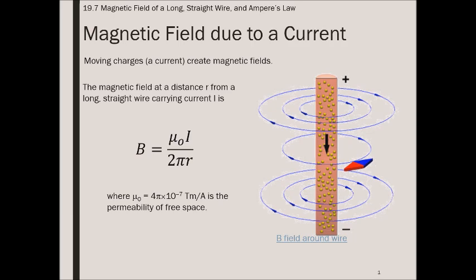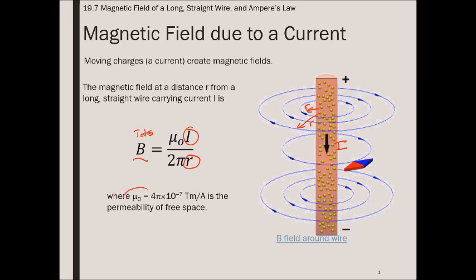So here we say that the strength of the magnetic field, in units of Teslas, is dependent on I, the amount of current going through. In this case, the current is going down, and the distance we are from that wire. As we go farther out, the magnetic field is going to drop off, so it's going to be inversely proportional to the distance from the wire.